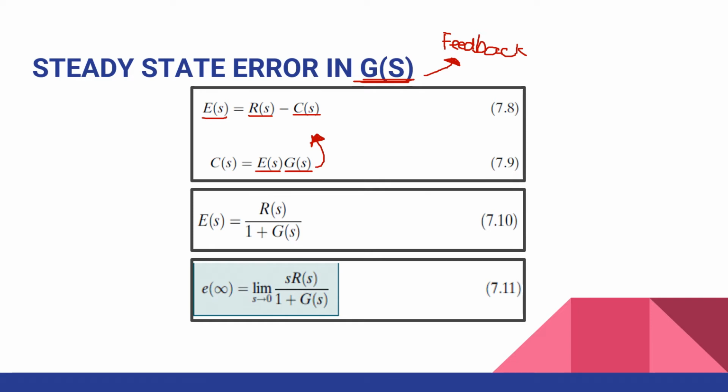So this is like in chapter 5, which is a parallel block diagram. Now, if we also find the derivative of its Laplace, we will find its Laplace transform in 7.11, which is the error as time reaches infinity: the limit as s approaches 0 of sR(s) over 1 plus G(s).